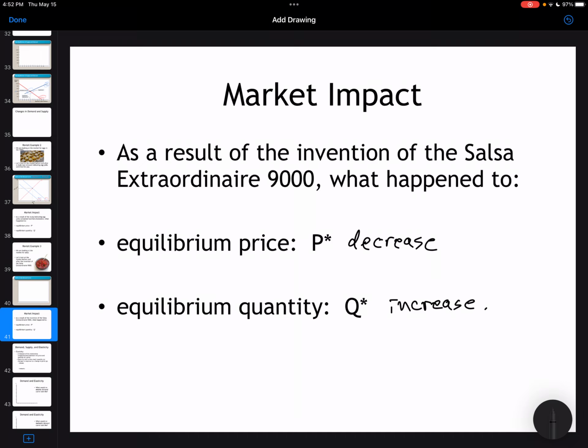We've now put everything together. We've gone through two examples where we can use supply and demand to analyze any market, and we can figure out what's going to happen to price and quantity in a market as a result of some type of change in the market.